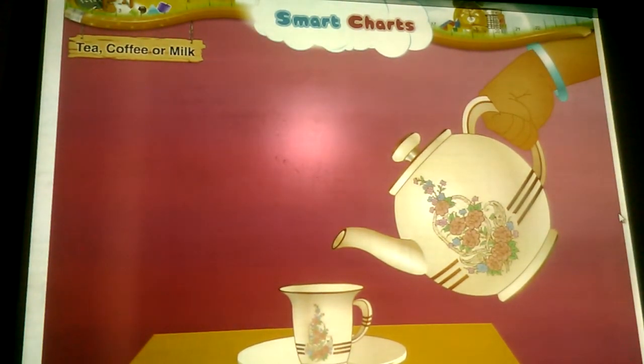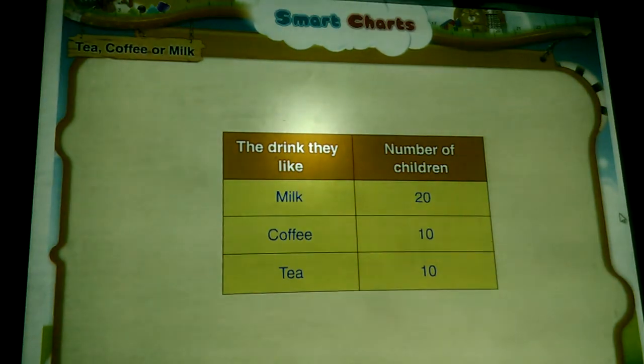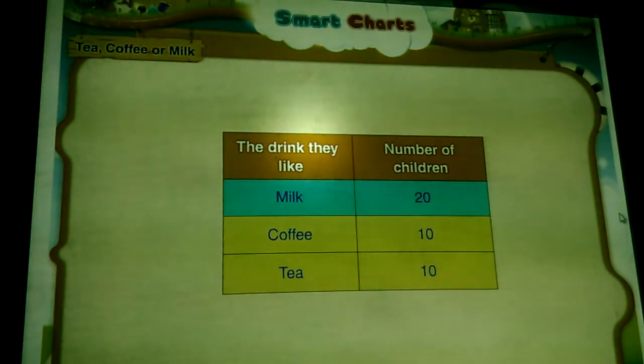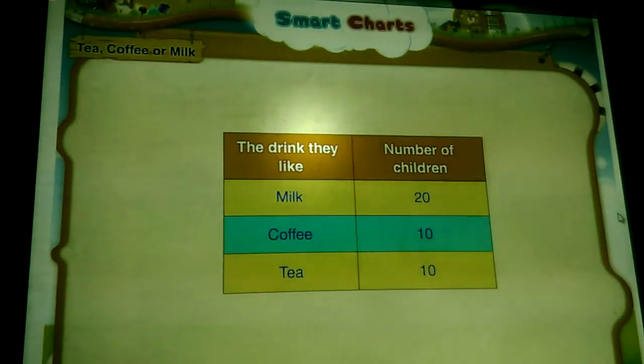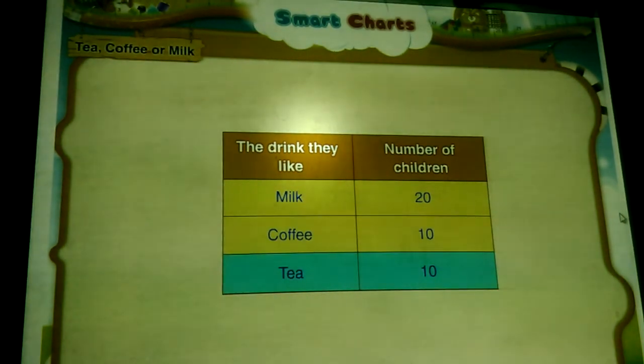Tea, coffee or milk? Some children were asked which of these they like the most. There are 2 columns in the table shown here. The first column is the drink they like, that is tea, coffee or milk. And the second column shows the number of children. From the table, we can say that the children who like milk is 20. The number of children who like coffee is 10. And the number of children who like tea is 10.